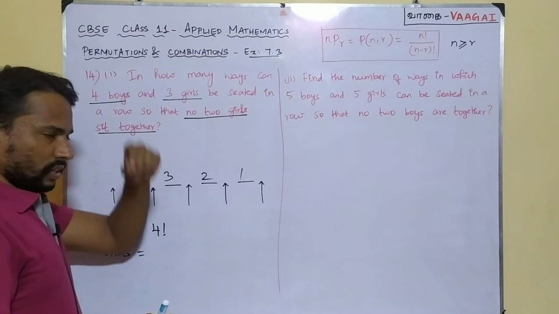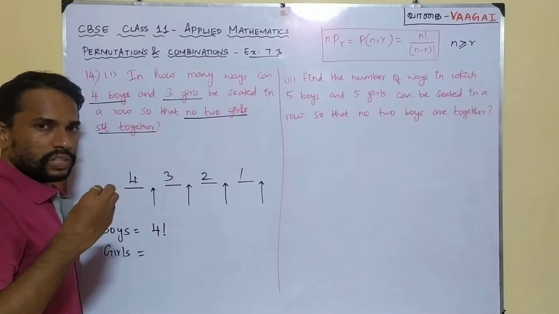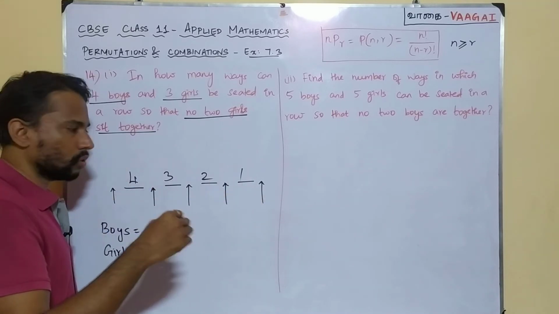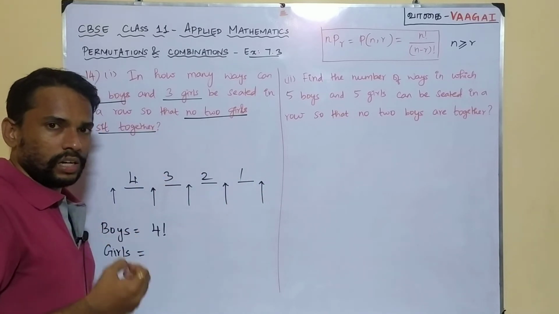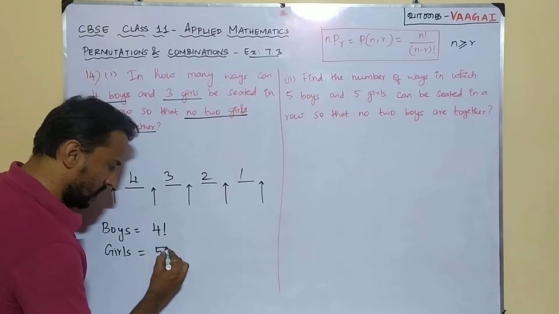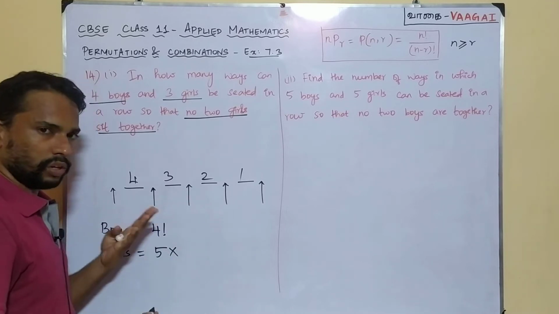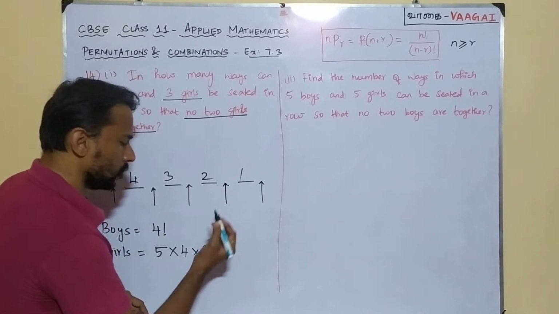Now the first girl comes. In how many different ways can the first girl be seated? See the slots very clearly. The first girl has 1, 2, 3, 4, 5 slots. She can choose any one of these 5 slots, so the first girl has 5 ways. Now what about the second girl? The second girl will have the remaining 4 chairs, so 4 ways, and the third girl will have the remaining 3 ways. That's it.